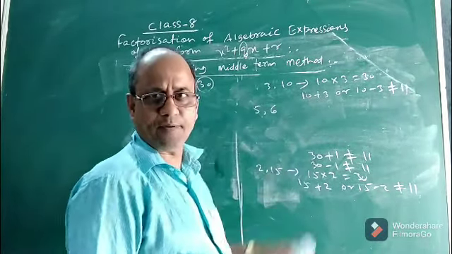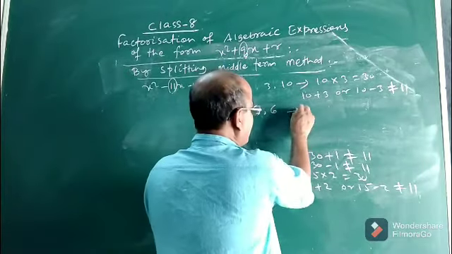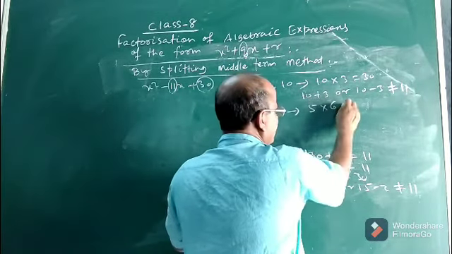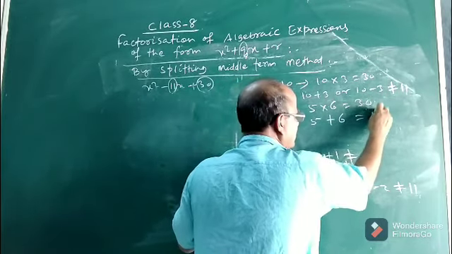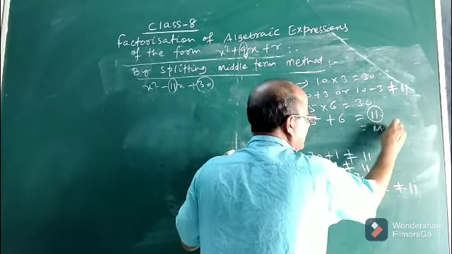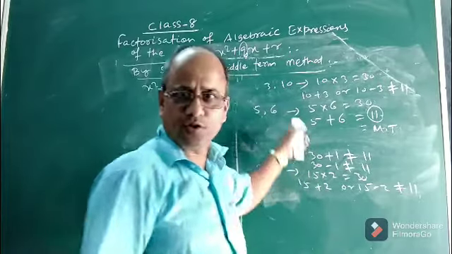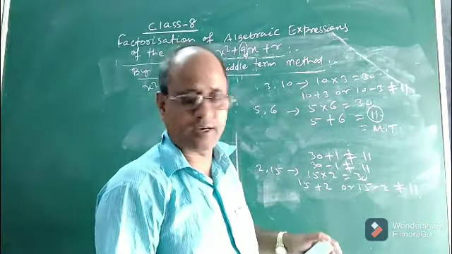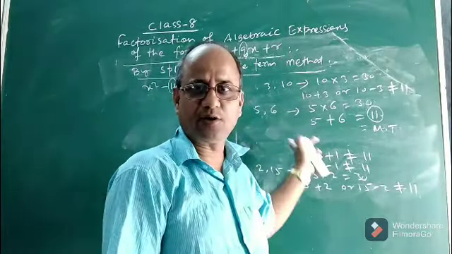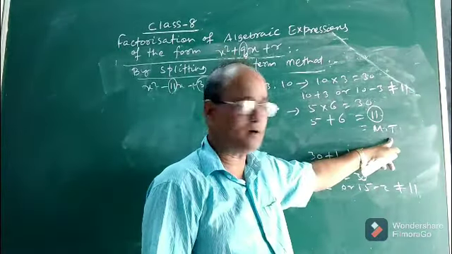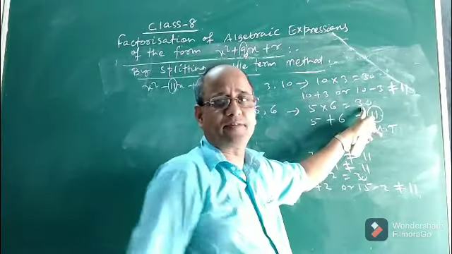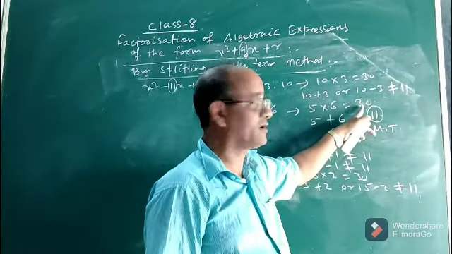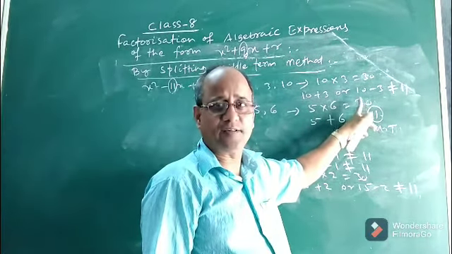See, 5 and 6. The product of 5 and 6 is no doubt 30, and if you add 5 and 6, it is equal to 11. Look, this is the middle term. So the two numbers to be chosen are 5 and 6 because their sum is equal to the middle term and their product is equal to the product of the constant and the coefficient of x square.